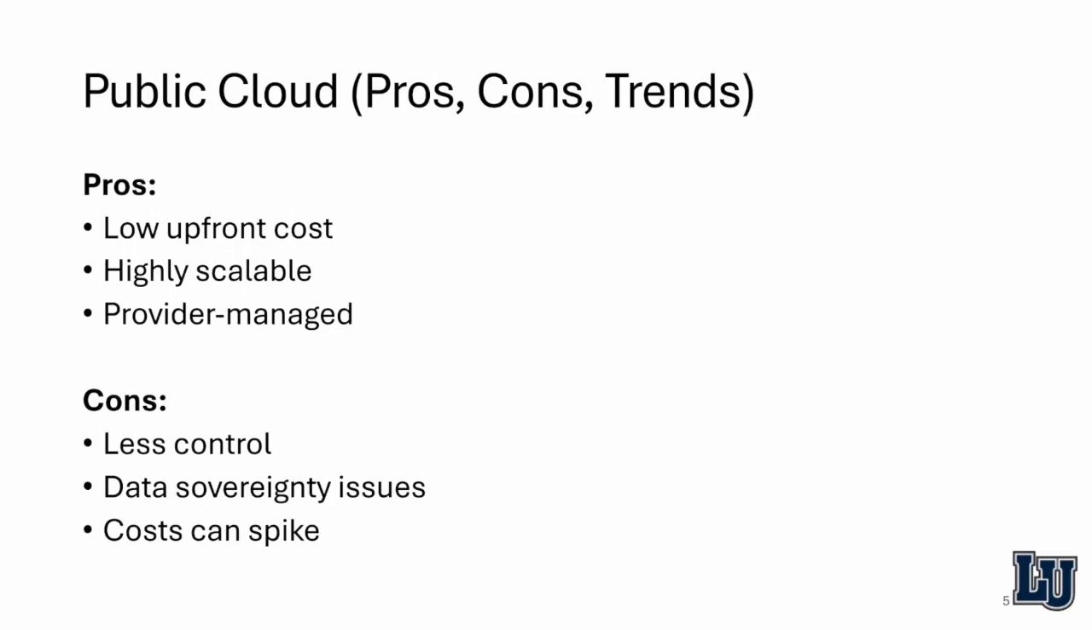Let's talk about pros, cons, and current realities. Pros are low upfront costs, you don't have to buy the servers, and high scalability. So, for example, Netflix streams to hundreds of millions of people thanks to AWS. Maintenance is handled by the provider. You focus on the app and not on the hardware. Cons are you have less control, you don't choose the physical server, and you're limited to the provider's ecosystem. Data sovereignty issues. Where is your data actually stored? This matters for compliance. At a small scale, it's cheap. At a large scale, bills explode.